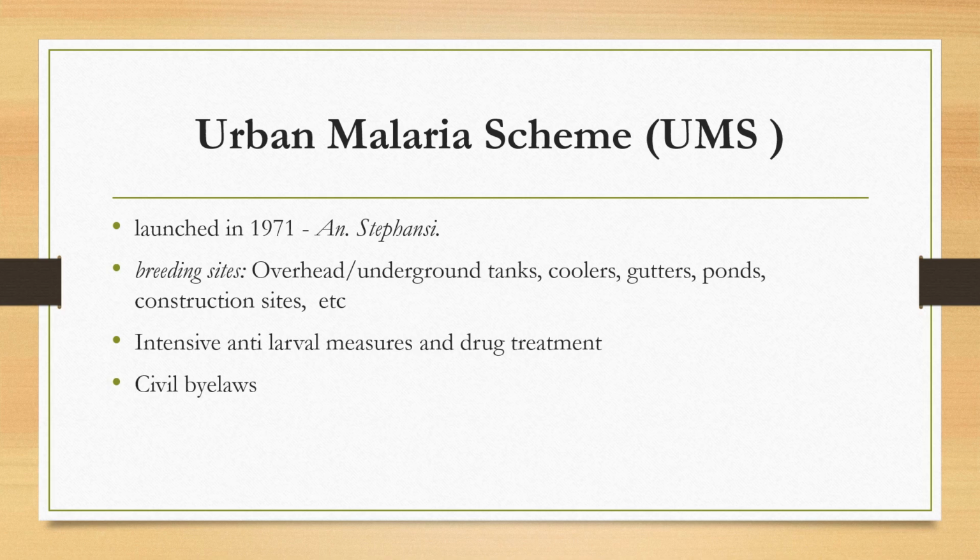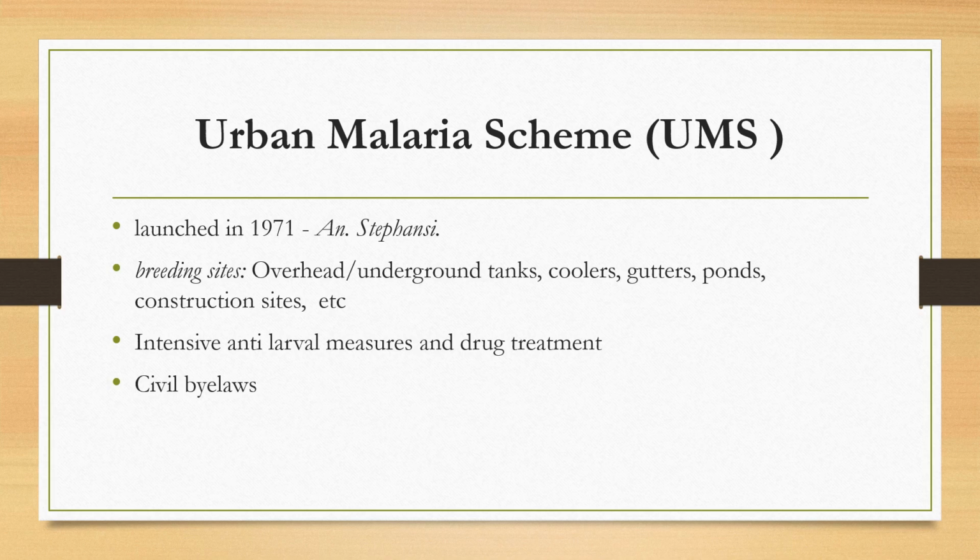Now friends, let us understand that the vectors causing rural malaria and urban malaria are different. Anopheles stephensi causes urban malaria, while in rural areas it is Anopheles culicifacis. And so, the urban malaria scheme was launched in 1971 as it has a different set of interventions to control malaria. Now, in urban areas, we know indoor residual sprays are not very effective. There is density of population and there are different breeding sites.